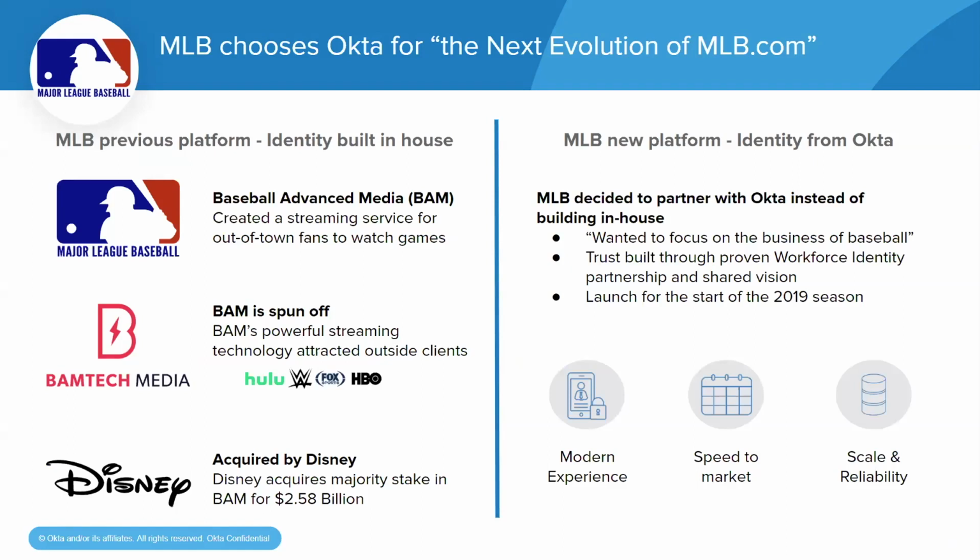The very interesting part of MLB is that they had built identity in-house themselves in the past, and they had actually been very successful at it. They had created this division called Baseball Advanced Media, BAM, for a streaming service at the time. They were so good that they were spun off, and that attracted outside clients like HBO. If you think about Game of Thrones, when people rush to see the episode on HBO, all the identity, all the login were powered by this division. It was so successful that it was acquired by Disney. For instance, if you think about Disney Plus, this is the same team behind it.